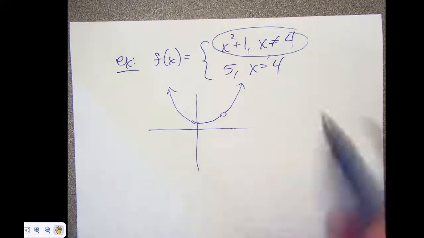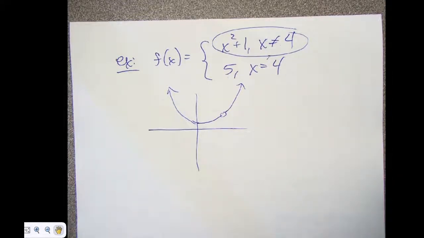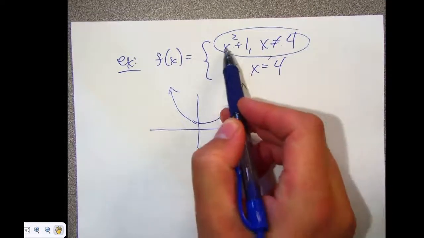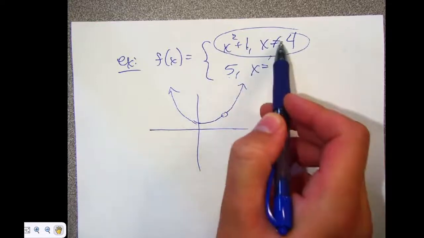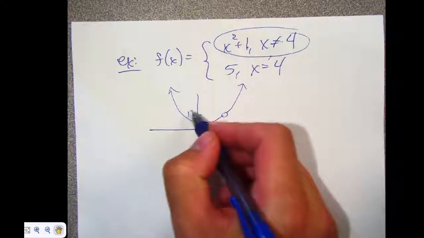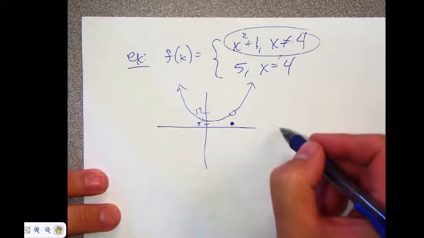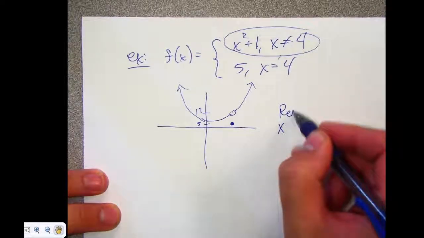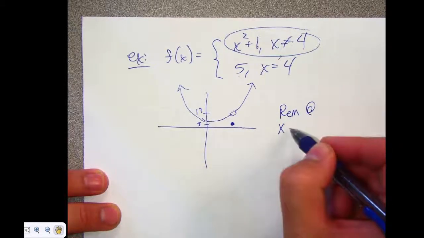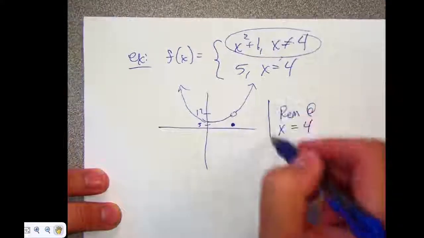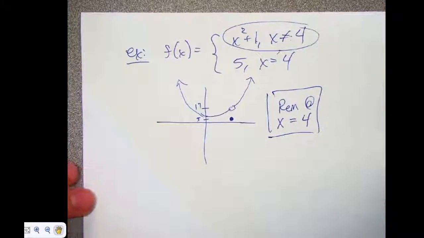5 is where it is. Where should it be? It should be at 17. So how did he get 17? 4 squared plus 1 is 17. So this is a y value of 17. Well, the bridge is down here at 5. Is there a discontinuity? Yes. What kind? Removable discontinuity at x equals 4. That makes sense.